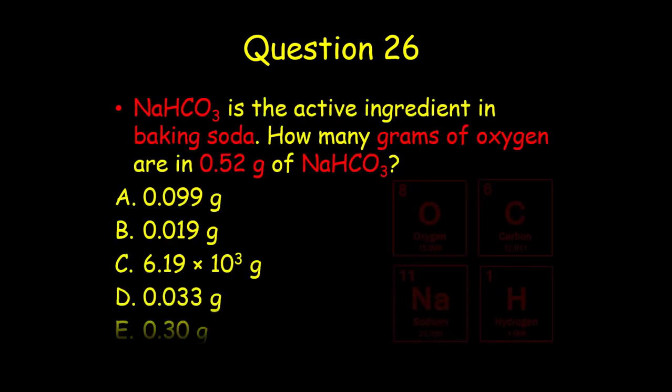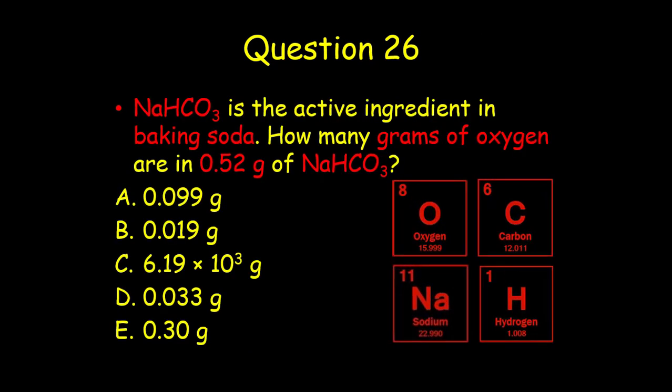Question 26. NaHCO3 is the active ingredient in baking soda. How many grams of oxygen are in 0.52 grams of NaHCO3? 0.099 grams, 0.019, 6.19 times 10 power 3, 0.033 grams, 0.3 grams.